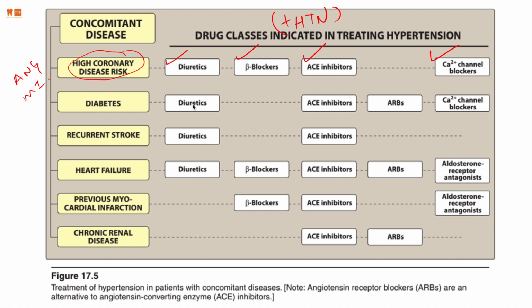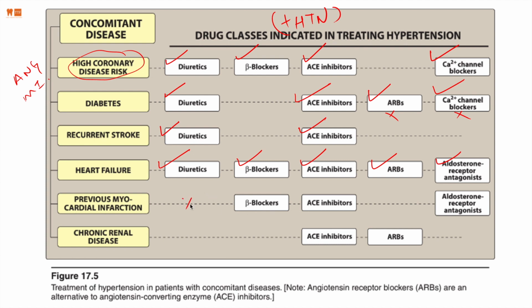If it's just diabetes, then we give diuretics, no beta blockers, we give ACE inhibitors, angiotensin II receptor blockers, and calcium channel blockers. In recent or recurrent stroke, we would give diuretics and ACE inhibitors, and not calcium channel blockers. Heart failure. In heart failure, we give diuretics, beta blockers, ACE inhibitors, ARBs, aldosterone receptor antagonists, and so on and so forth. And we have previous myocardial infarction.